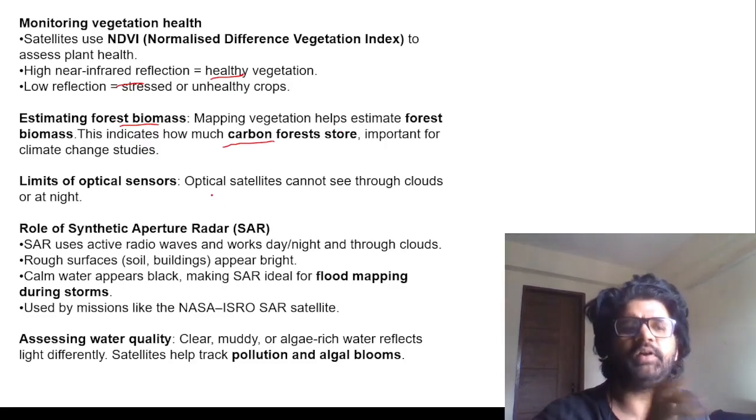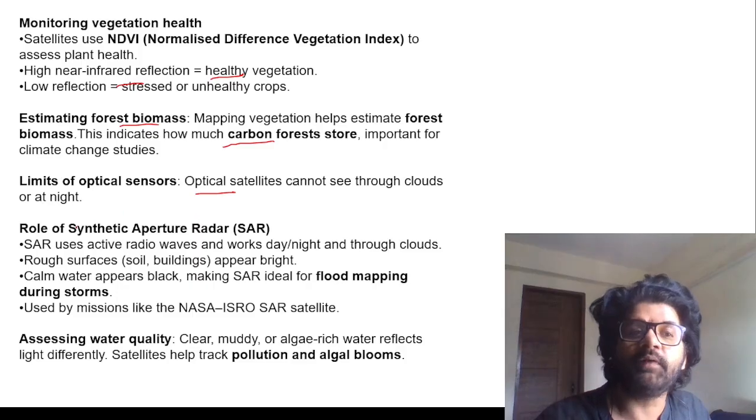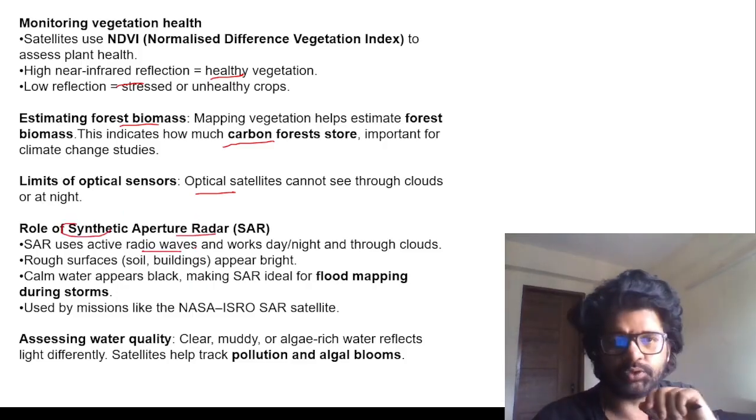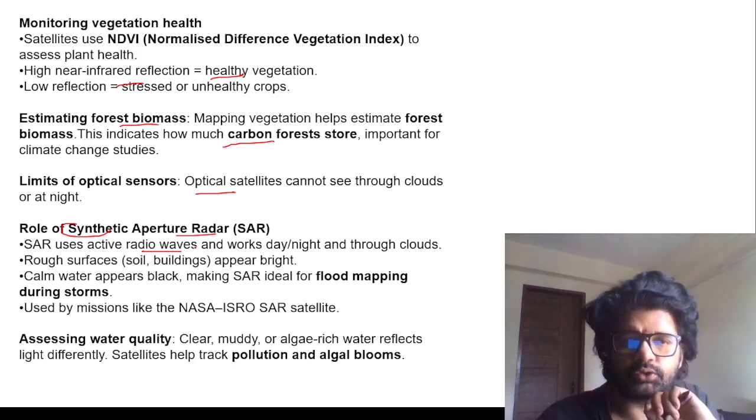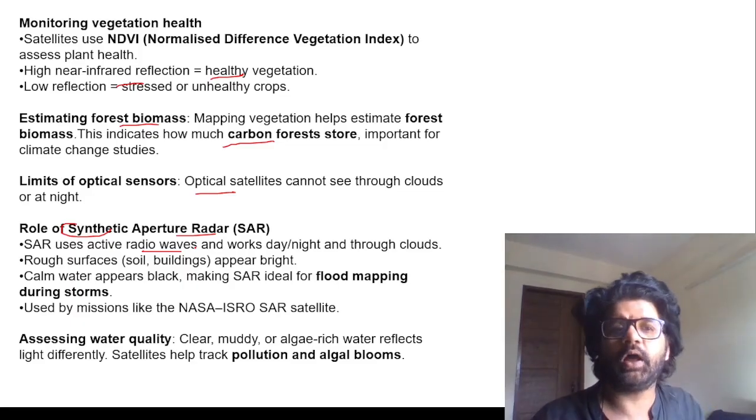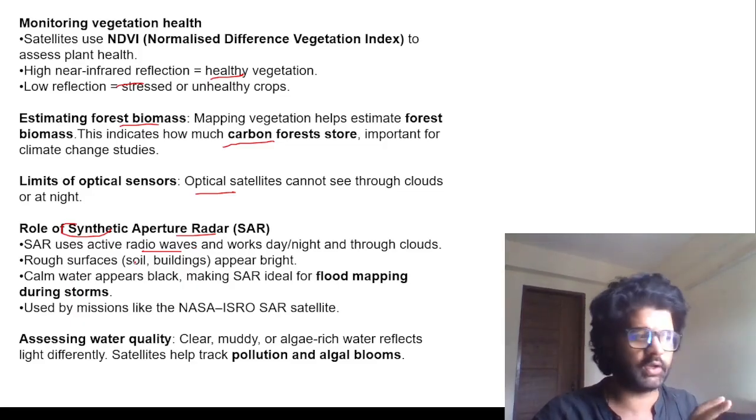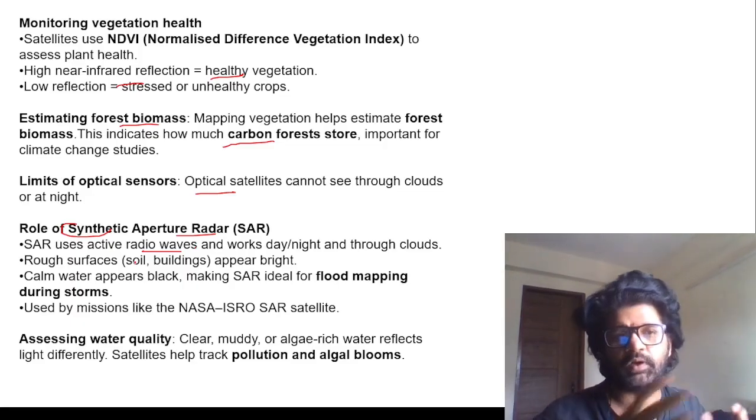Then there are different types of sensors, like optical sensors using light. They cannot work through the night, so we have synthetic radio waves, which they will be using. NISAR satellite, NASA and ISRO. Here they will be using radio waves, so they can work day and night. And now we have talked about plants, how they are understanding healthy biomes, chlorophyll content, everything.